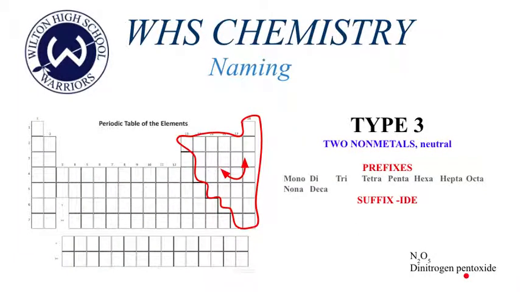Next, we have type 3, and these are two nonmetals. Nonmetals are the ones, once again, I've said this before, past the little staircase right here, and we use prefixes to show the amount. So we have mono, di, tri, tetra, penta, hexa, hepta, octa, nona, and deca, and we use the suffix "ide". So N2O5 is dinitrogen pentaoxide, with di meaning 2, penta meaning 5.